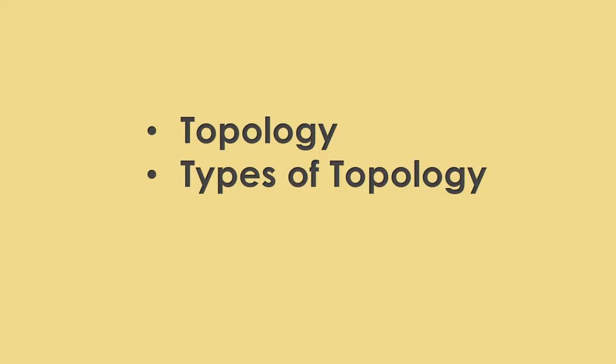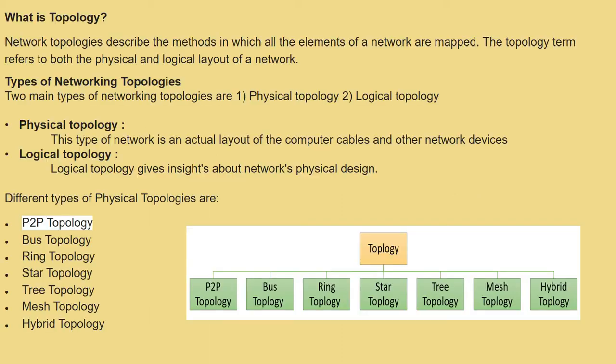In today's class, we will discuss topology and the different types of topologies. Okay, so let's start with the first one. What is topology? Network topology describes the methods in which all the elements of a network are mapped. The term topology refers to both the physical and logical layout of a computer network.